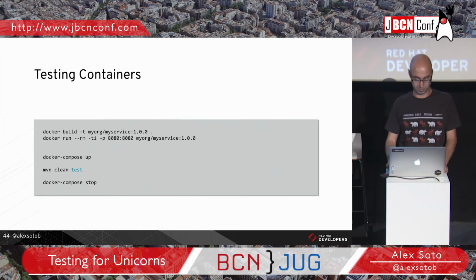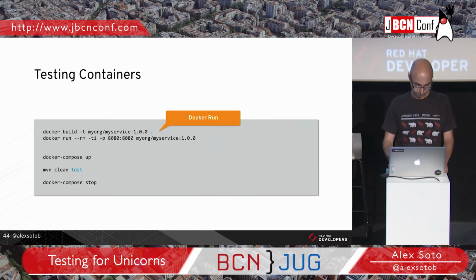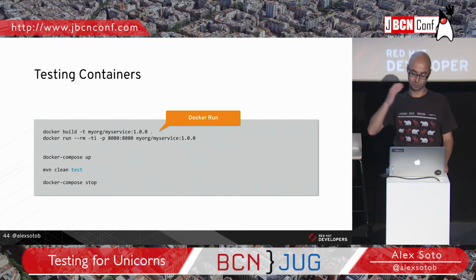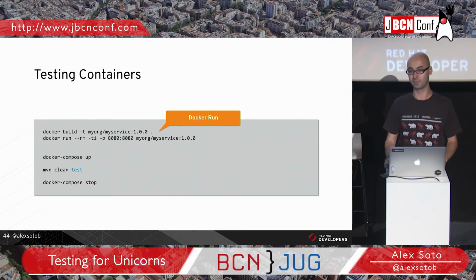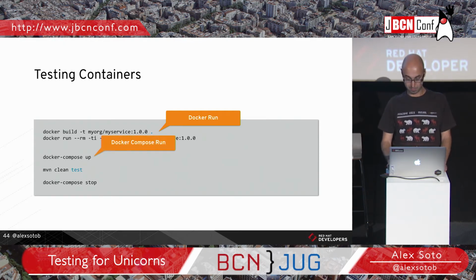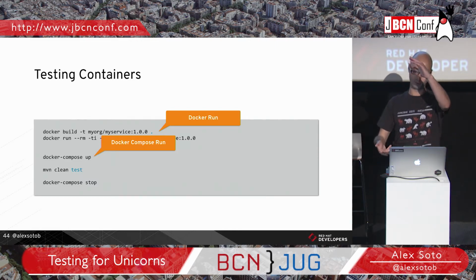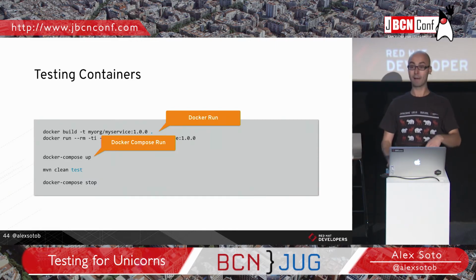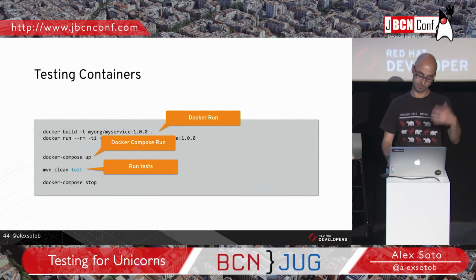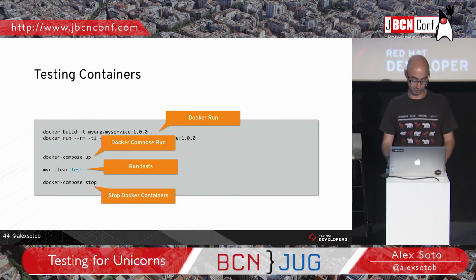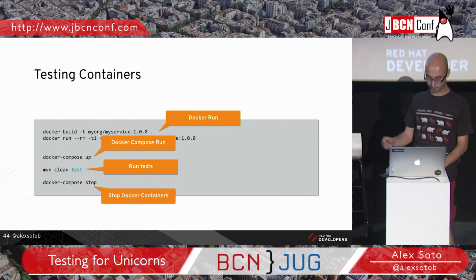Maybe you have this script. You do a Docker build, you build your Docker image, and then you do a Docker run, and then you have your container there, and then you start executing your test. Or maybe you are using Docker Compose. So you have your Docker Compose file there. You do Docker Compose up. It starts all your environment. Then you run the test using Maven clean test, for example. And finally, you stop the containers.